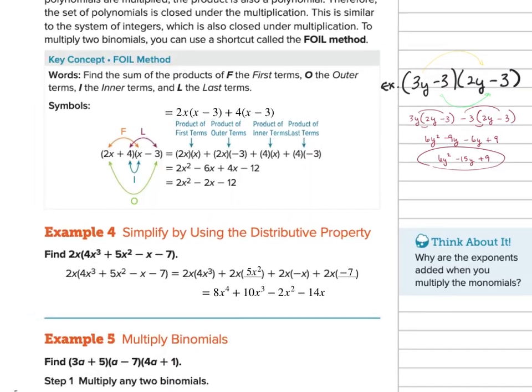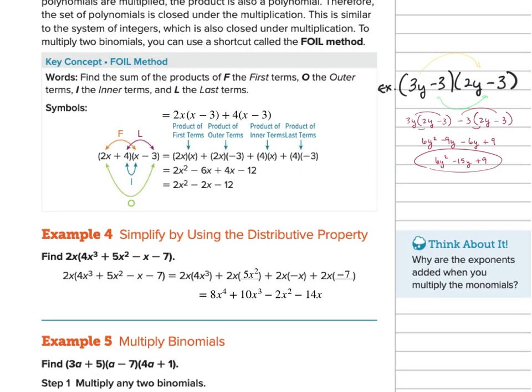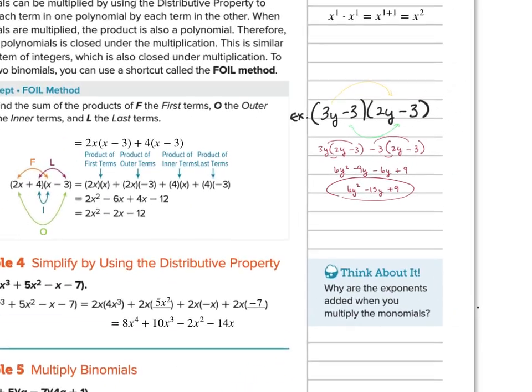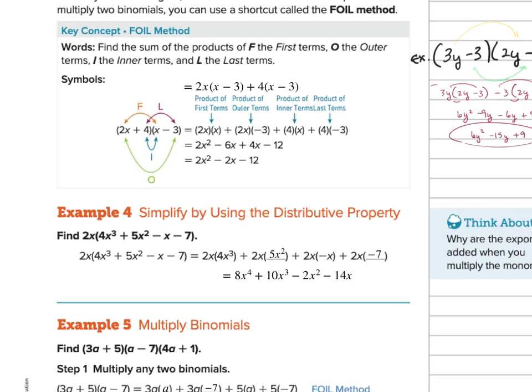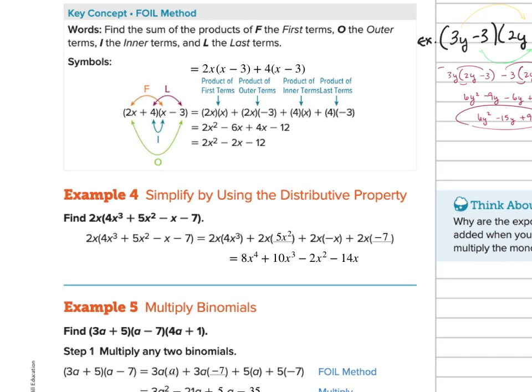So now that is when we have two binomials. It's just a system, a method. But instead of calling it the FOIL method, we're going to use this distributive property again. And in this case, I have a monomial outside of a polynomial, so I am going to distribute and multiply it by everything inside. And that's what they did, and then they turned around and combined like terms.